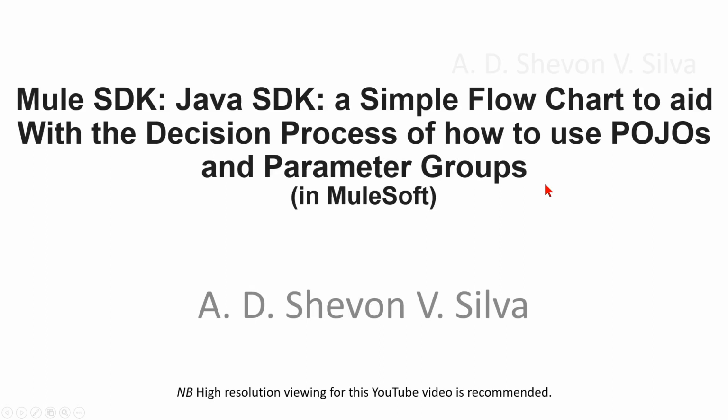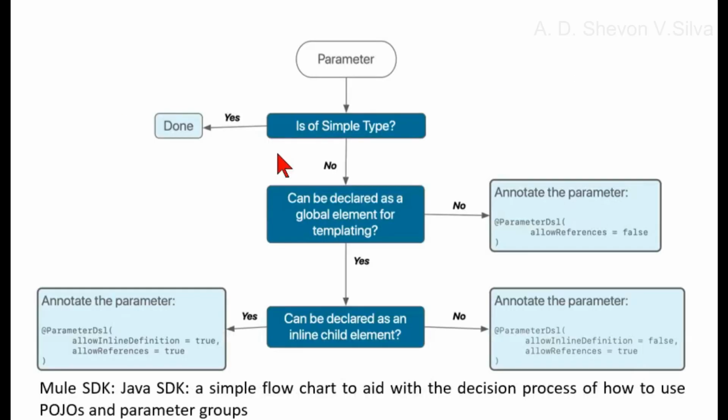Mule SDK, Java SDK: a simple flowchart to aid with the decision process of how to use POJOs and parameter groups. Here you can see a simple flowchart to aid with the decision process of how to use POJOs and parameter groups. In DSL decision making in Java SDK, in Mule SDK.